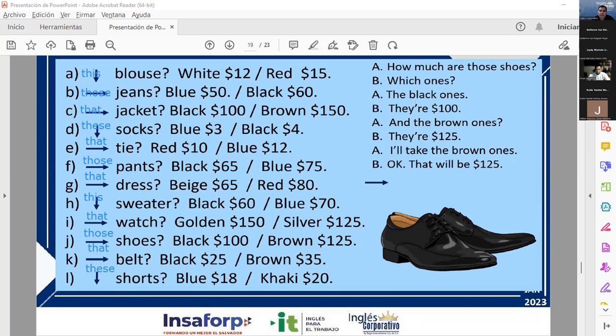Si usted dice, she has a big house, I have a small one. Ella tiene una casa grande, yo una pequeña. So in this one, which ones? The black ones. Las negras o los negros. En ese caso, shoes, los negros. Okay, teacher.